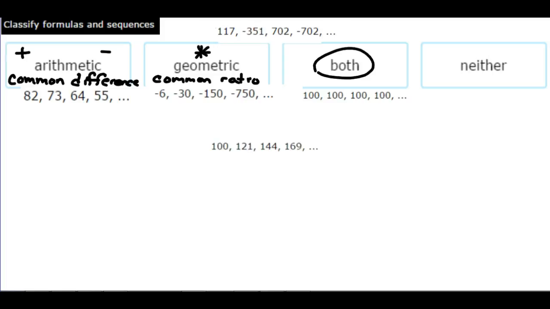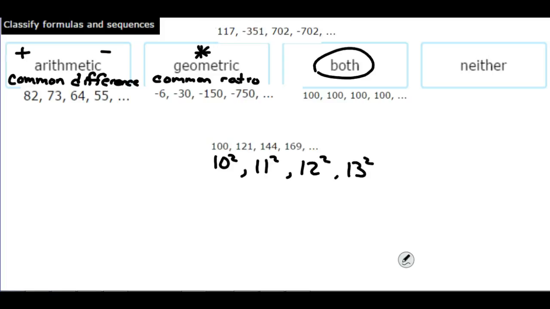You might have a pattern though. If you're looking at this particular set of numbers, it's a nice little pattern. It's actually a pattern of perfect squares. Because when you look at this, 100 is 10 squared, you should know that number by now, it's a perfect square. And 121 is 11 squared. And 144 is 12 squared. And 169 is 13 squared.